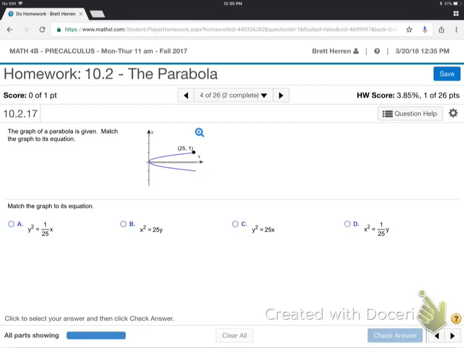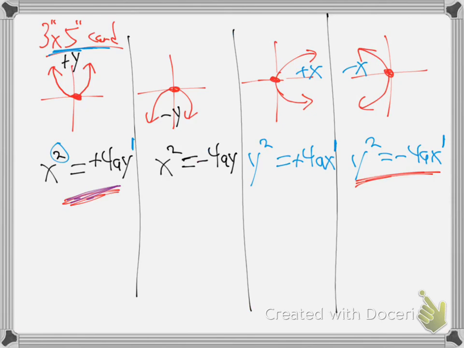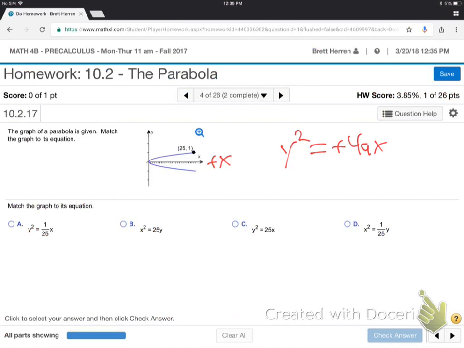All right, number 4. Which way is this thing going? See if you can figure this out. Right, left, up, or down? Write the basic equation. So going to the right, that's positive x, so it's positive 4ax on the right side. Look back to our map, to the right. Here, y squared is positive 4ax. So y squared is positive 4ax.